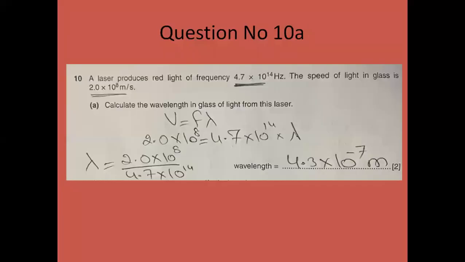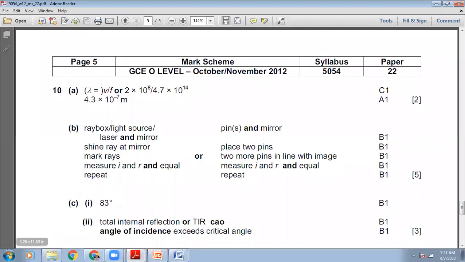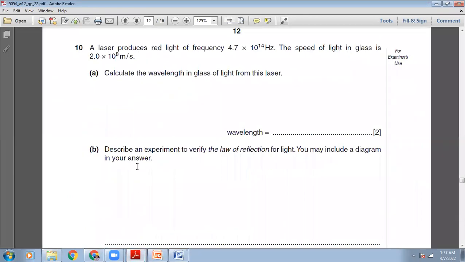Here we go. So v equals f lambda. v is 2 × 10^8, and f is 4.7 × 10^14 hertz. So lambda will be equal to 2 × 10^8 divided by 4.7 × 10^14, and the answer will be 4.3 × 10^-7 meter. So let's check the answer. 4.3 × 10^-7 meter is the right answer, sir. So let's move to the next part.